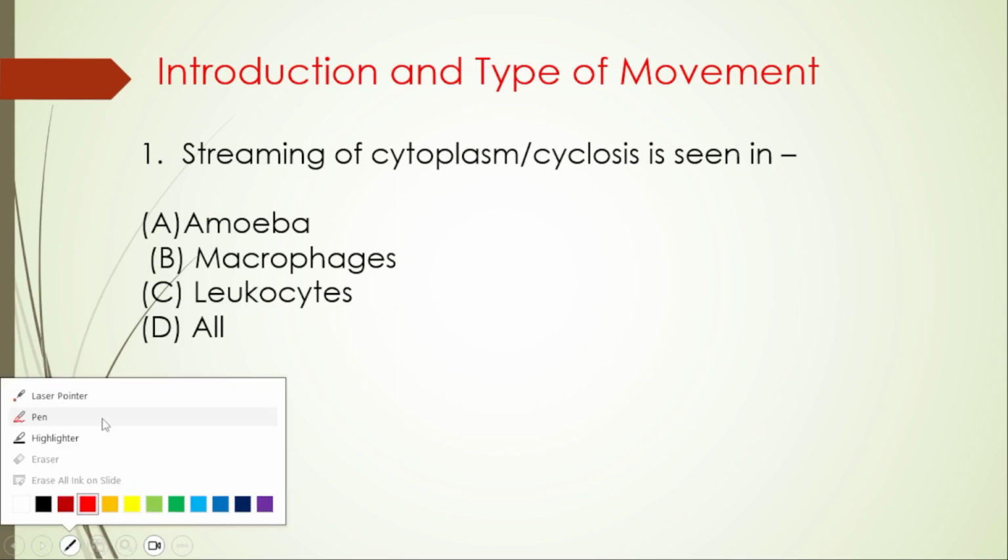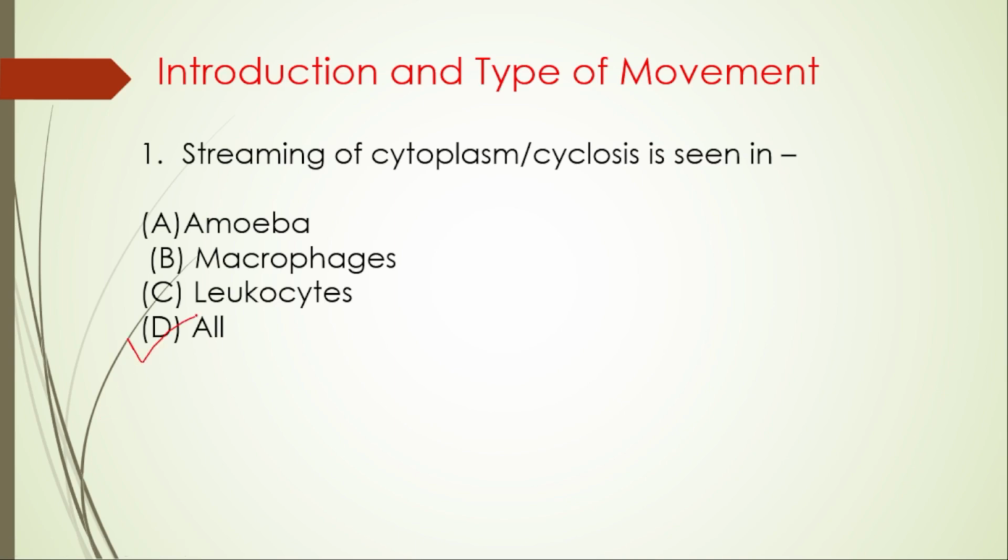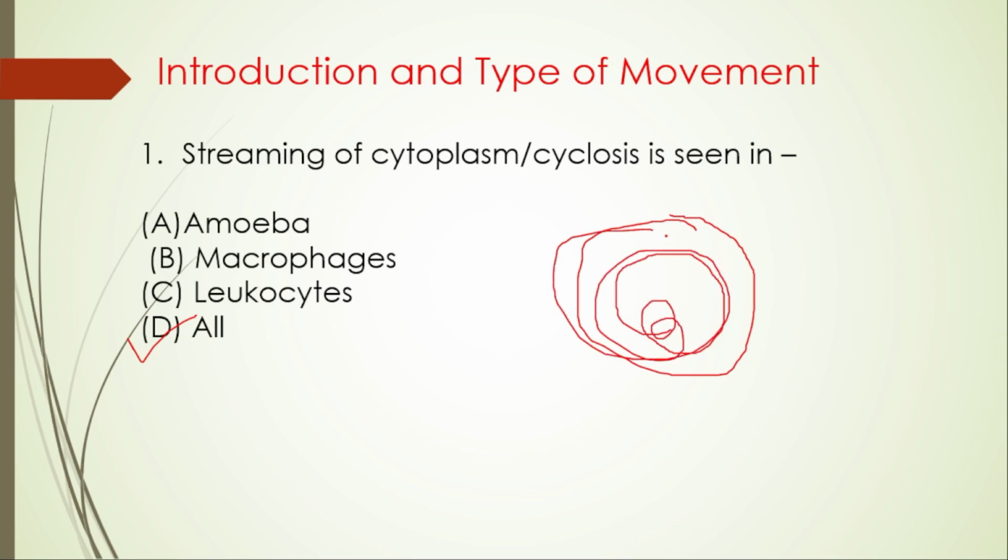So here the right option is all: amoeba, macrophages and leukocytes. Cyclosis is also known as cytoplasmic streaming. Cytoplasmic streaming is a directed flow of the cytoplasm within a cell. If this is a cell, whatever the cytoplasmic content is there is going to flow within the cell. That movement of the cytoplasm is called cytoplasmic streaming.